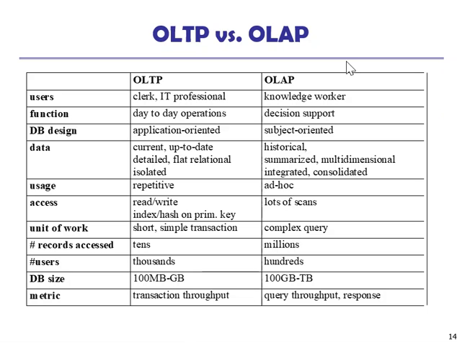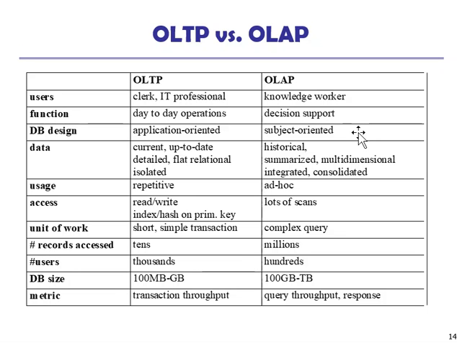In contrast, for online analytical processing, as we mentioned earlier, the goal of a data warehouse is to support decision making at a higher level of the company, where strategic decisions need to be made. So the users of a data warehouse are knowledge workers, data analysts, store managers, CEOs, for example. The function is to support decisions, and the database design, as we mentioned, is subject oriented.